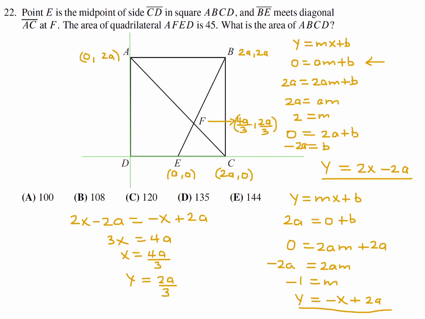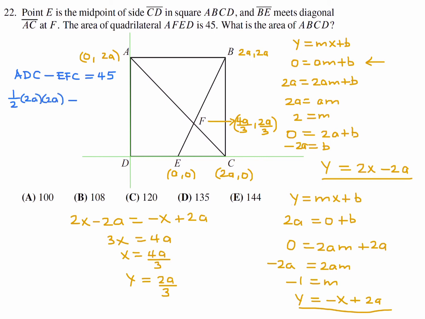All right, so we are now ready to solve. They told me that this section right here is 45. Well, that is really just the big triangle minus this little guy. So that means that ADC, that triangle, minus EFC is equal to 45. Well, ADC, that's pretty straightforward. That's just half of the square. So it'll be 1/2 times 2a times 2a.